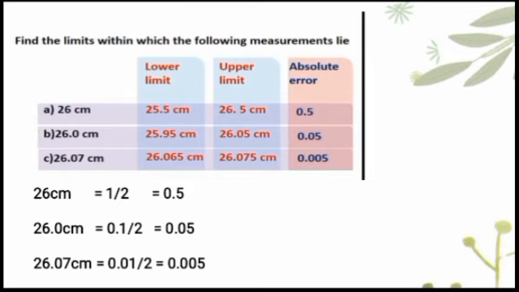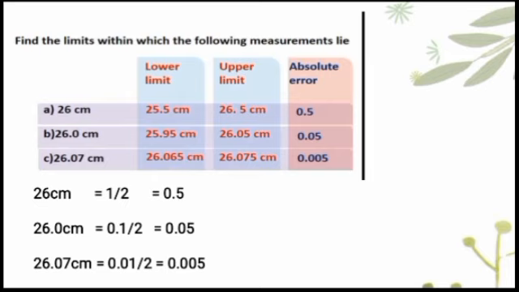Why we place 1 there is because this particular experiment doesn't have a decimal place. It was rounded up to a whole number, and we use 1 over 2. This gave us an absolute error of 0.5. For experiment B, we have 26.0, which to get the absolute error is 0.1 over 2.